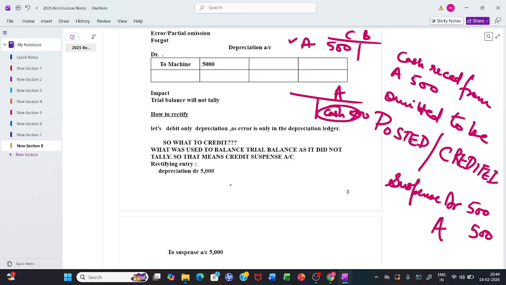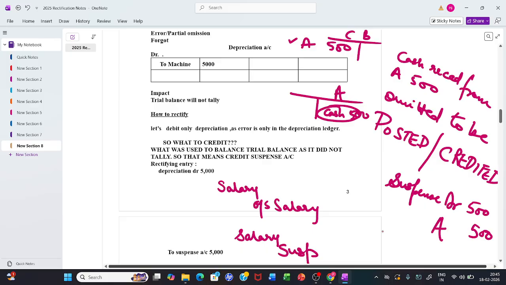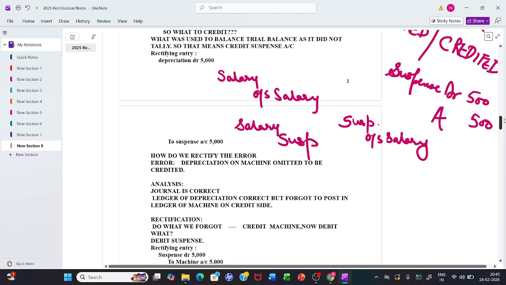Let's take one more example. Salary due but not yet paid. What is the entry? Salary debit, outstanding salary credit. Now it could be omitted to be debited. Then salary was not debited, debit salary, credit suspense. If omitted to be credited, suspense debit, outstanding salary credit. What you forgot earlier, do that now. So that's one-sided error of partial omission.